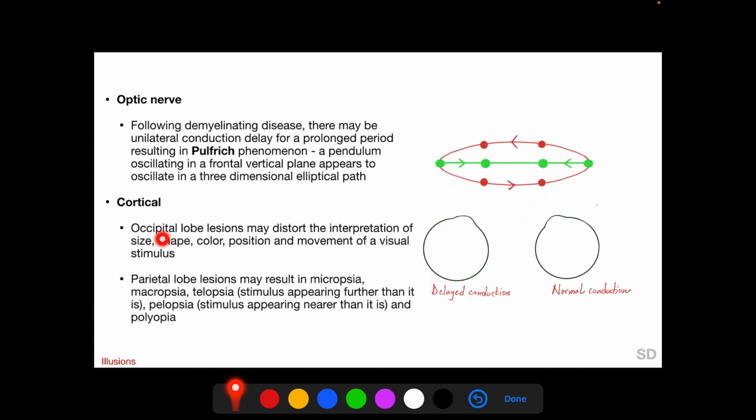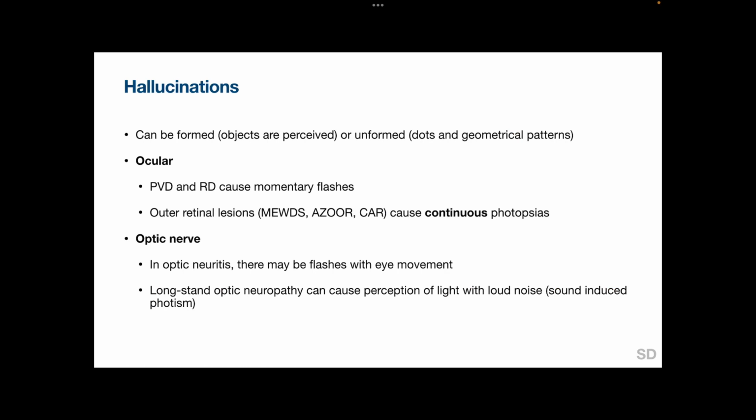Occipital lobe lesions may distort the interpretation of the visual characteristics of a stimulus in the visual environment, such as size, shape, color, position, and movement. And parietal lobe lesions may result in micropsia, macropsia, telopsia, that is a stimulus appearing further than it really is, pelopsia, a stimulus appearing nearer than it is, and polyopia.